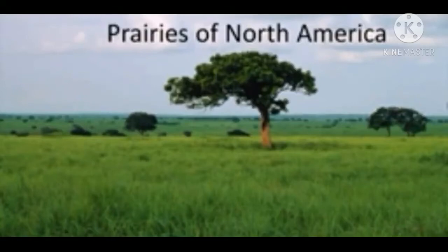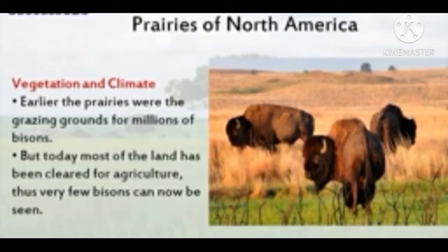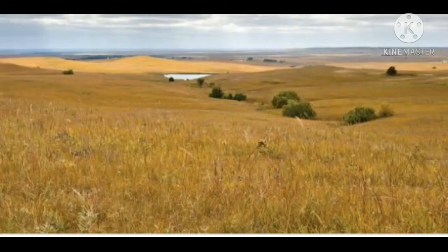So let's talk about the location and extent of grasslands. The prairies lie in the middle of North America in the northern hemisphere. They stretch from Canada in the north to Mexico in the south. They are surrounded by the Rocky Mountains in the west and by the Great Lakes in the east. In earlier times, prairies were a grazing ground but later became farmland. Wheat is also cultivated here for internal use and for export.